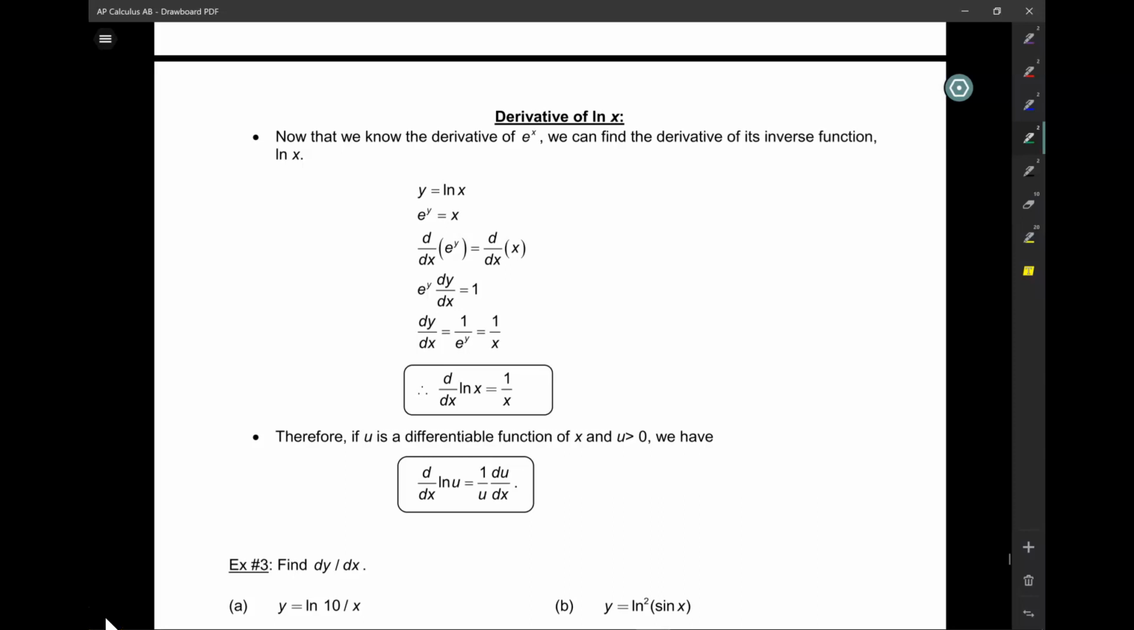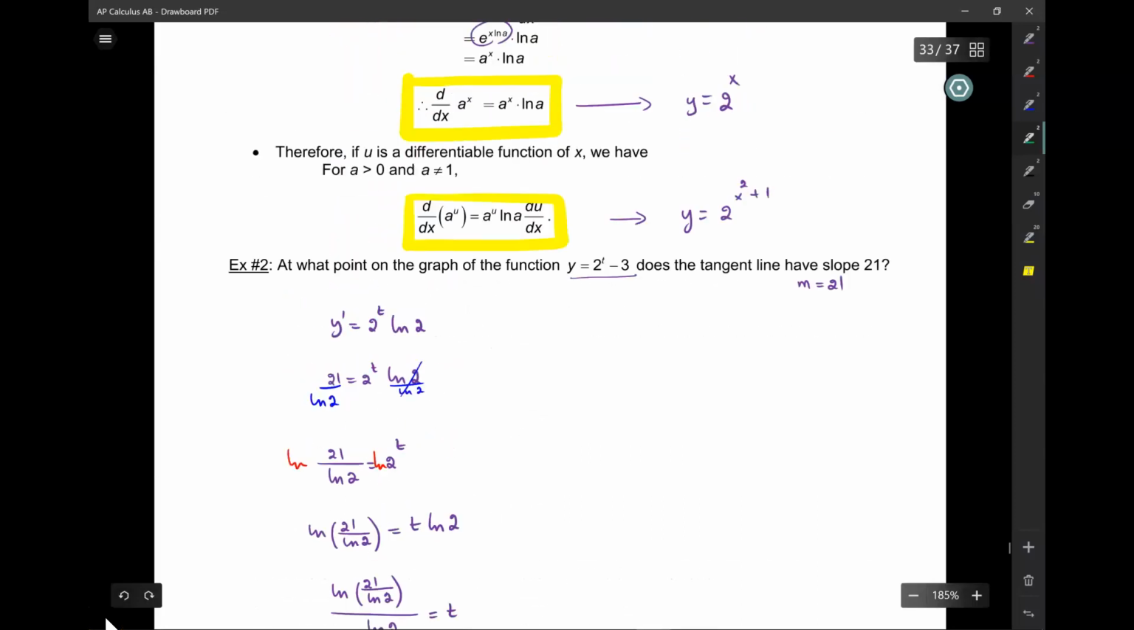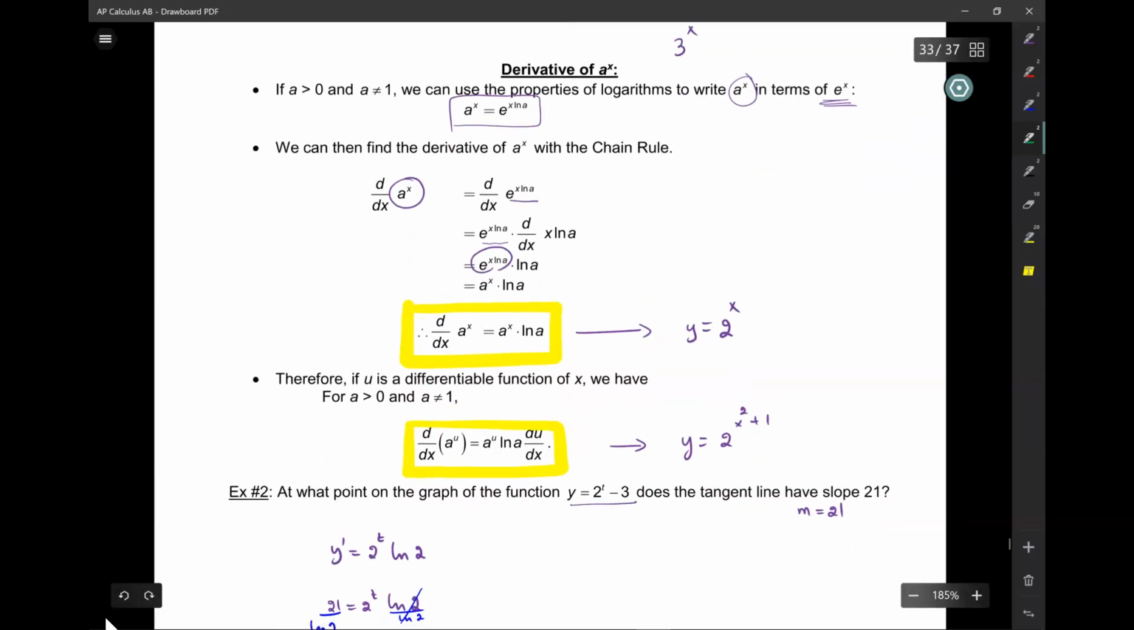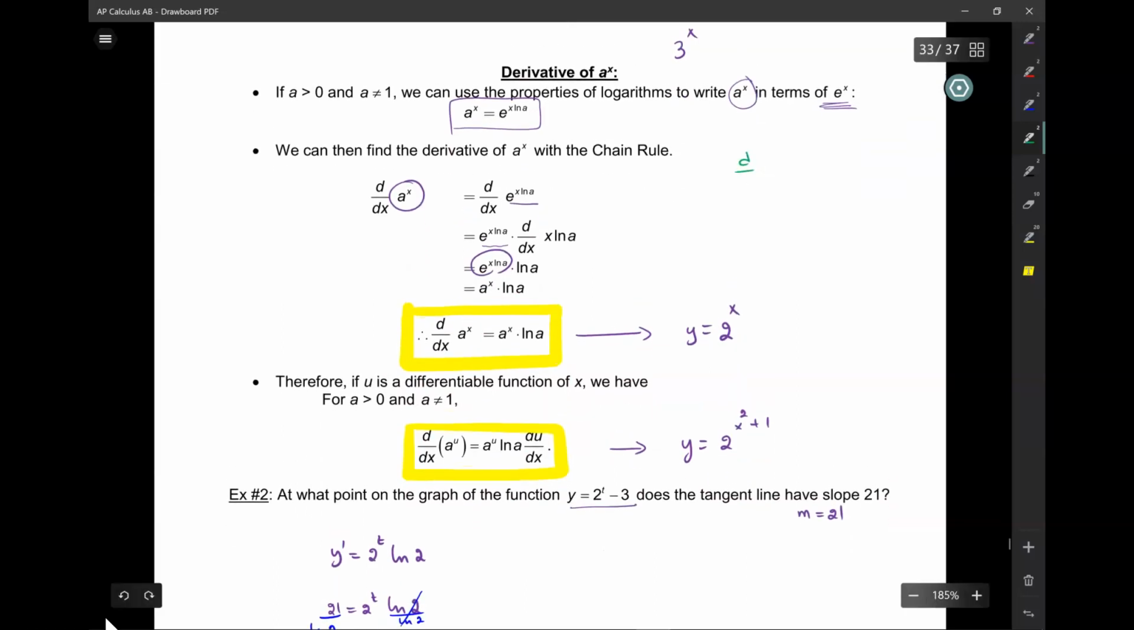Let's go on to the next part. So we did the derivative of e to the x. We did the derivative of a to the x, right? So remember, the derivative of a to the x is just a to the x, like e to the x, times ln of a, right?